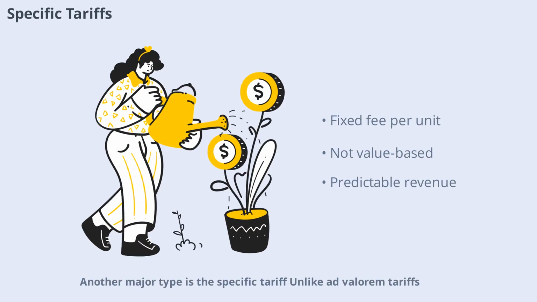Another major type is the specific tariff. Unlike ad valorem tariffs, specific tariffs are fixed fees based on the quantity of goods, not their value. For instance, a country might charge $500 per imported car, regardless of whether the car costs $10,000 or $50,000. This approach provides predictability but can affect lower-priced goods more heavily, making them relatively more expensive compared to higher-priced items.